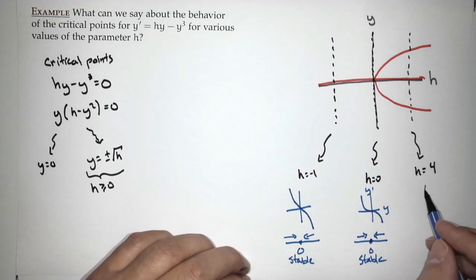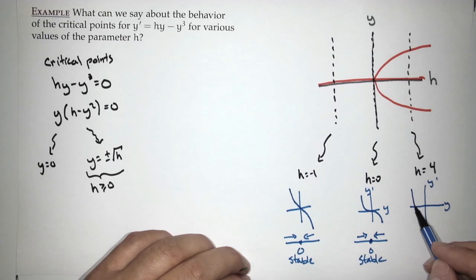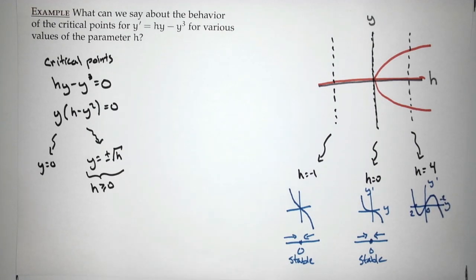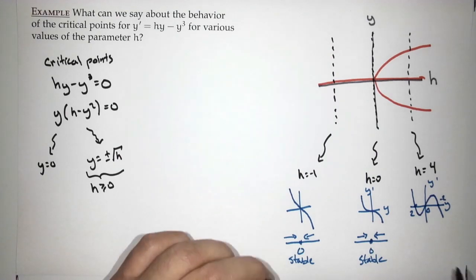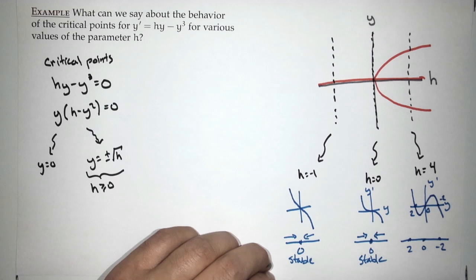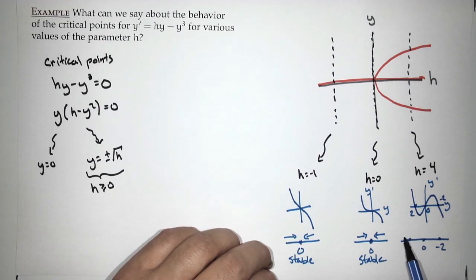Okay, at h equals 4, if we come through and draw our diagram, it has the following. Because there's three roots. There's a root at 2, at 0, and at minus 2. So it's not too hard to find those roots, and then it's not too hard to draw the diagram. So what can we say? What kind of point is 2? Stable or unstable? So, before 2, we're positive, which means we're going up. After 2, we are negative, which means we go down.